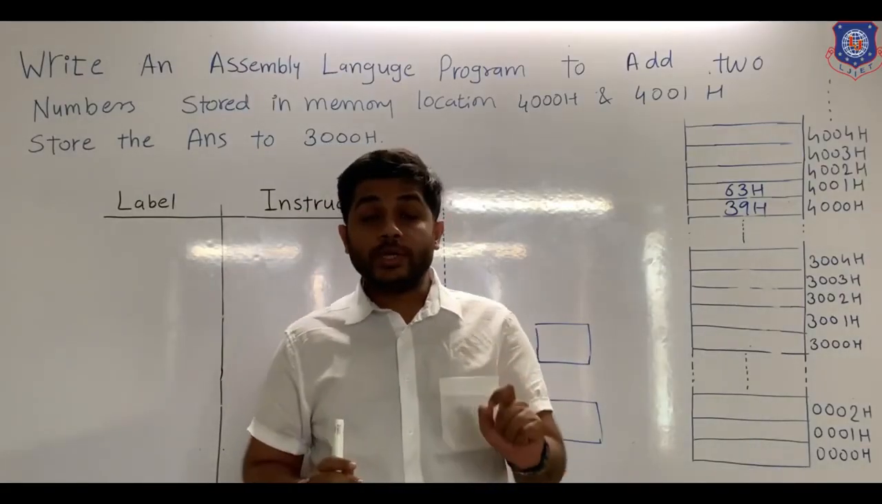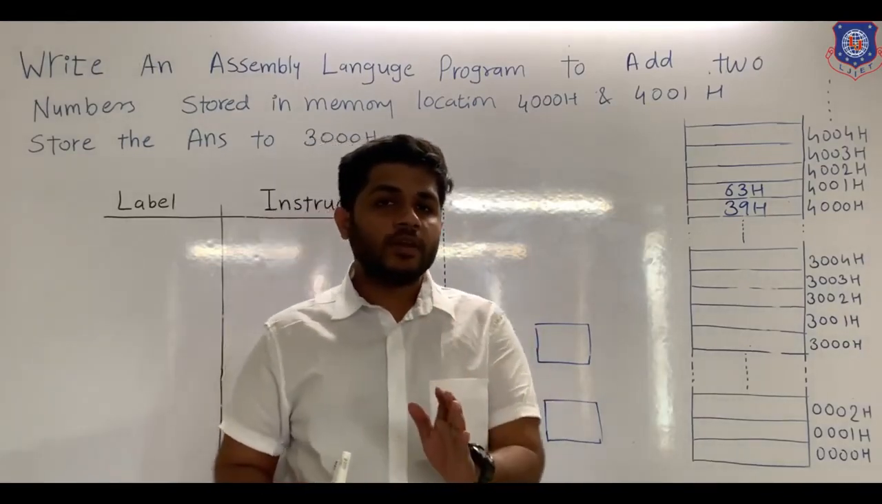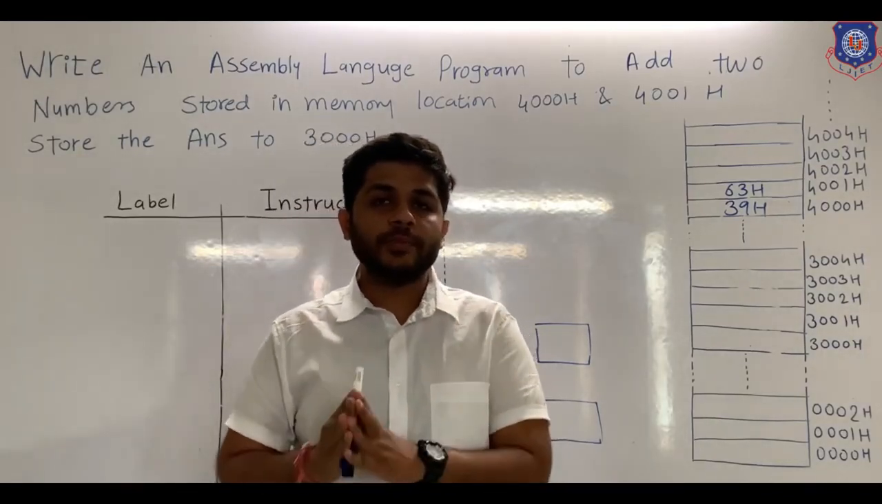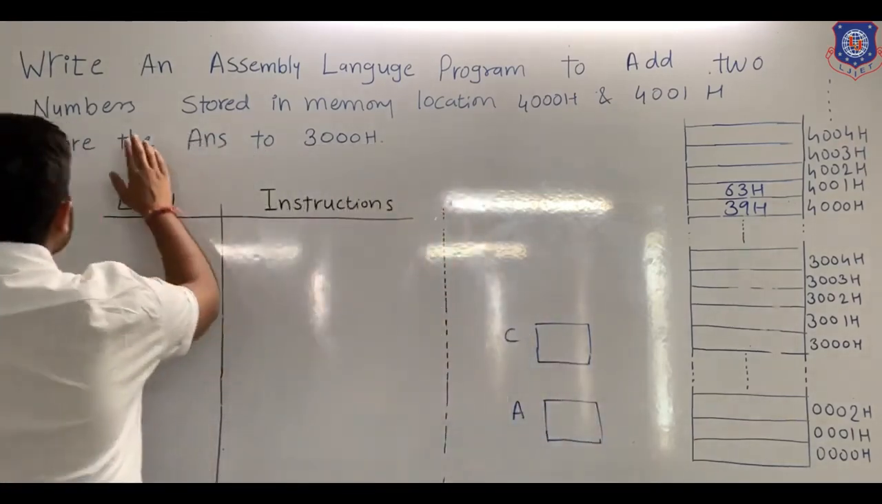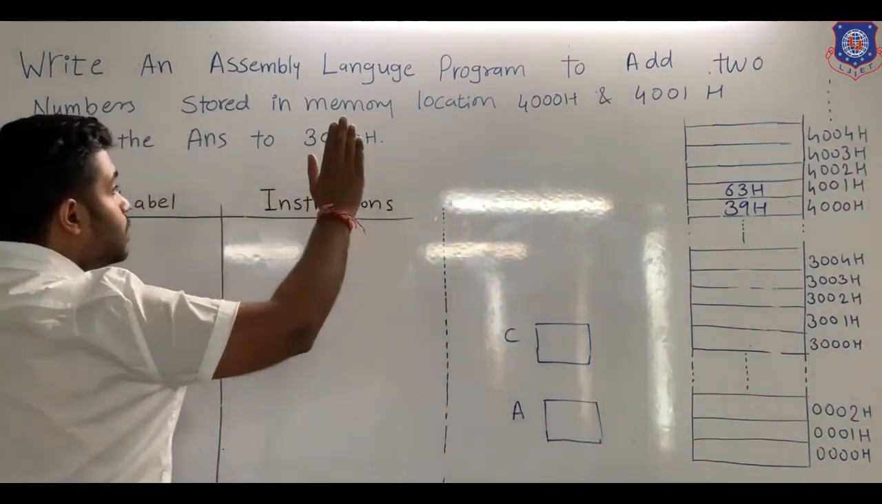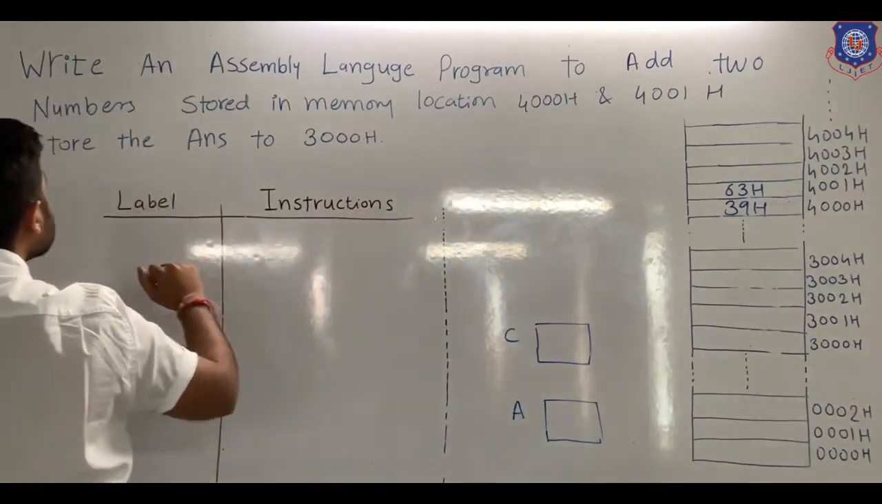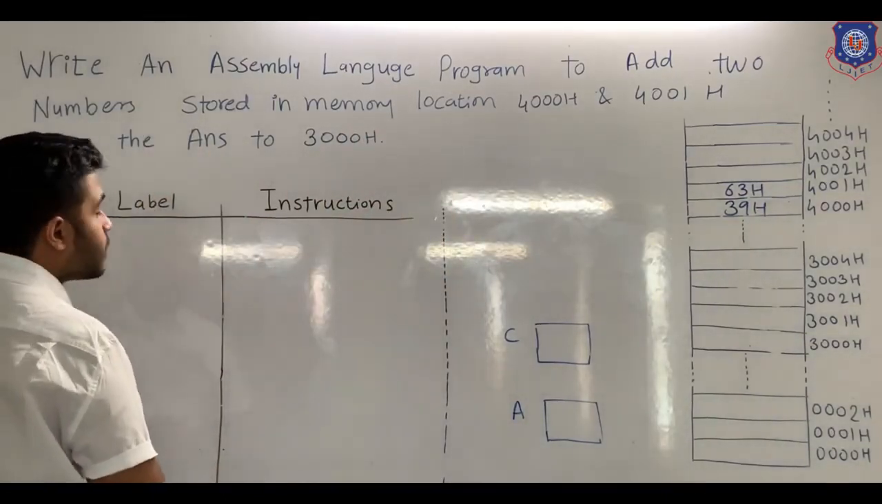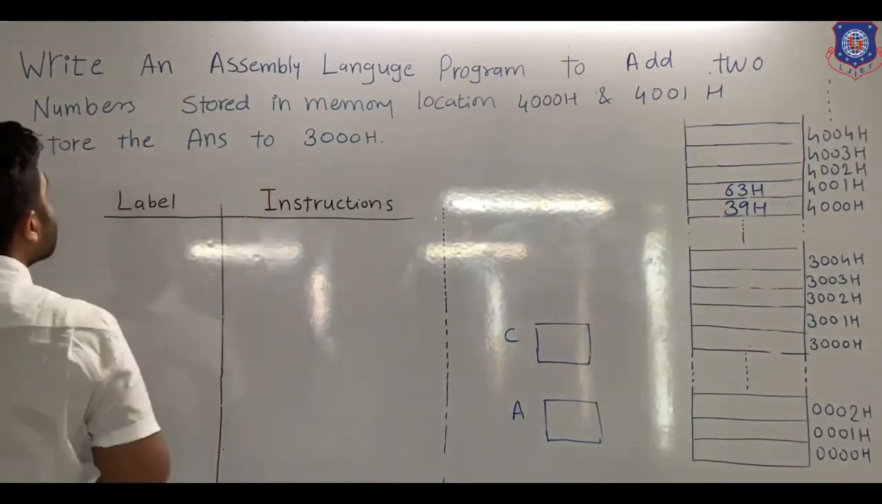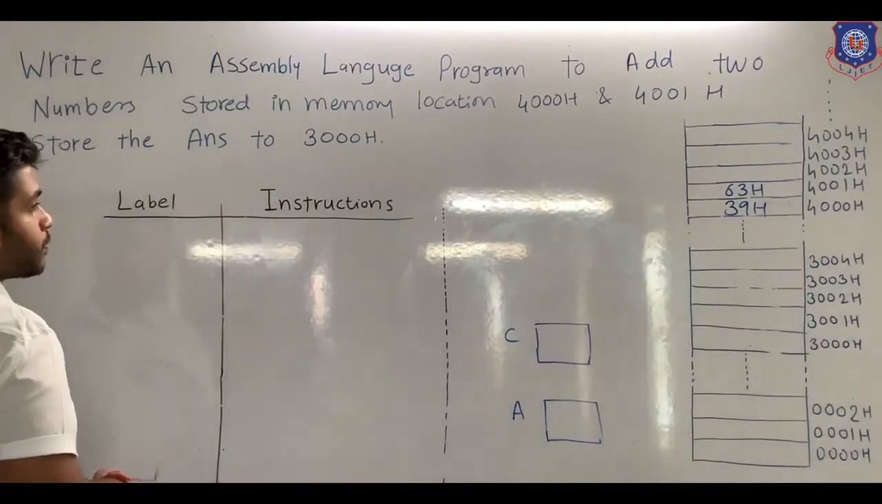Hi everyone. Today we are going to see a simple assembly language program for the microprocessor 8085, and the question goes like: write an assembly language program to add two numbers stored in the memory locations 4000H and 4001H and store the answer in 3000H.